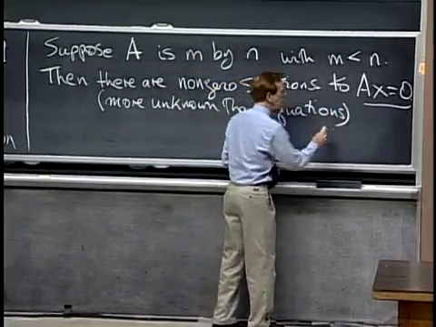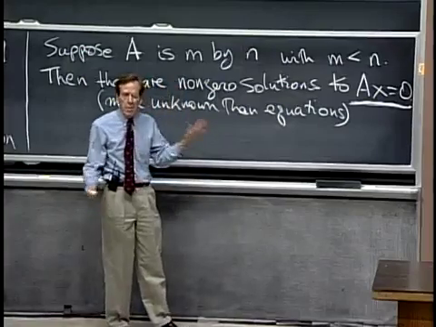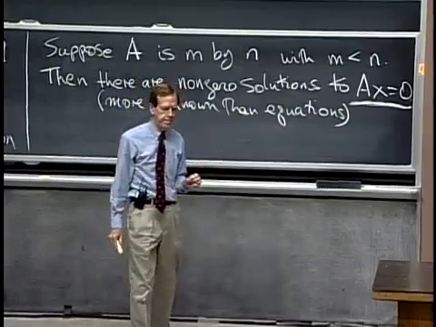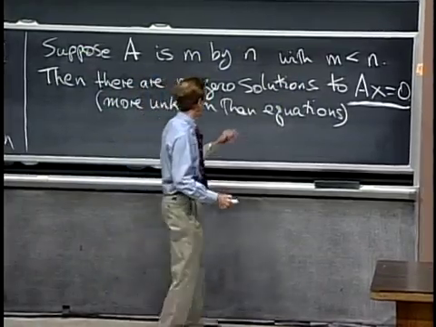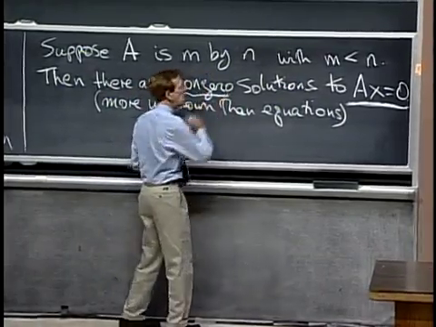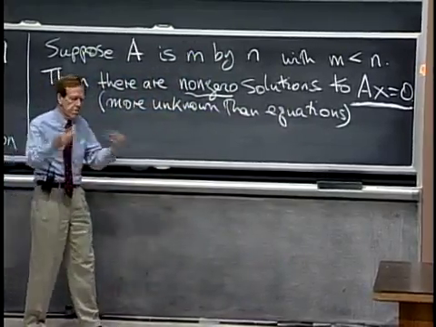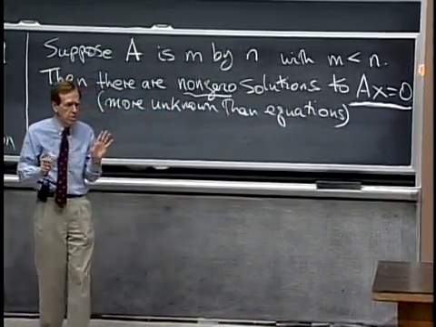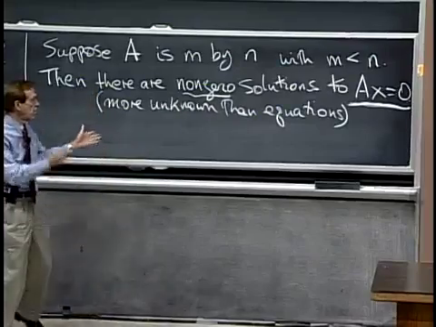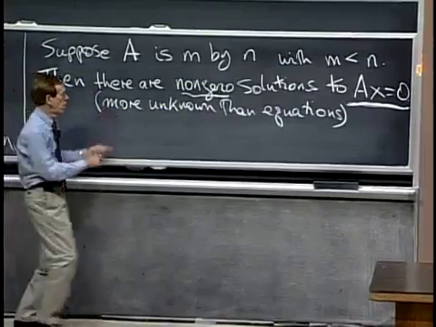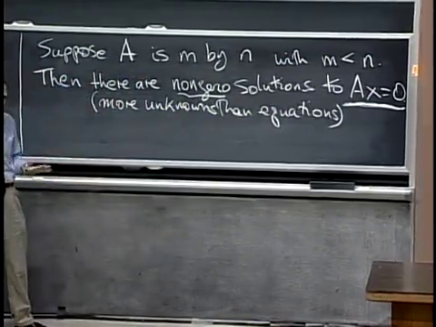Then the conclusion is that there's something in the null space of A, other than just the zero vector. The conclusion is there are some non-zero x's such that Ax is 0. There are some special solutions, and why? We know why. It seems like a reasonable thing, more unknowns than equations. Then it seems reasonable that we can solve them.